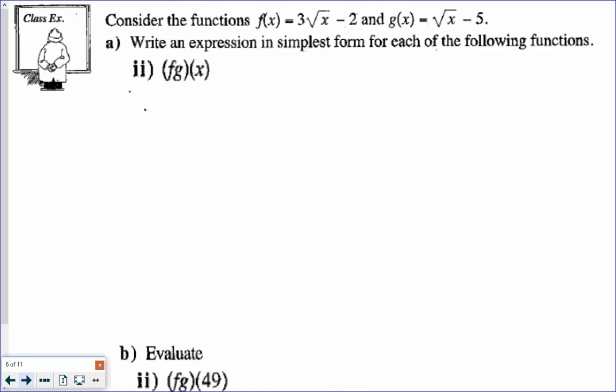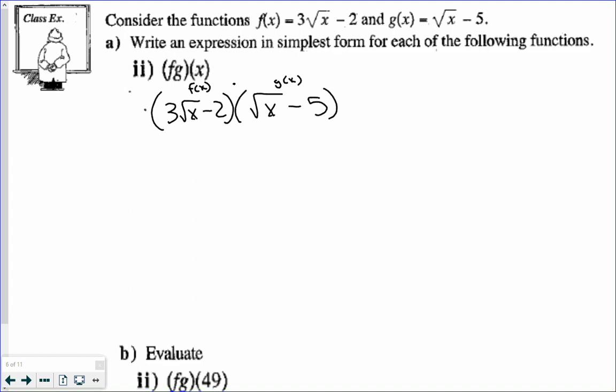Okay, so what if it's f times g of x? So again, (3√x − 2)(√x − 5). So this is f(x) times g(x). So again, employing those skills from Math 20-1. So 3√x times 1√x is 3x, minus 15√x, minus 2√x, plus 10. So I'm just FOILing there.